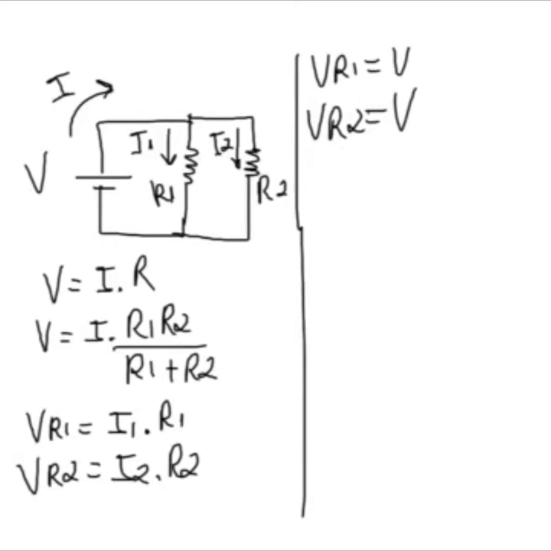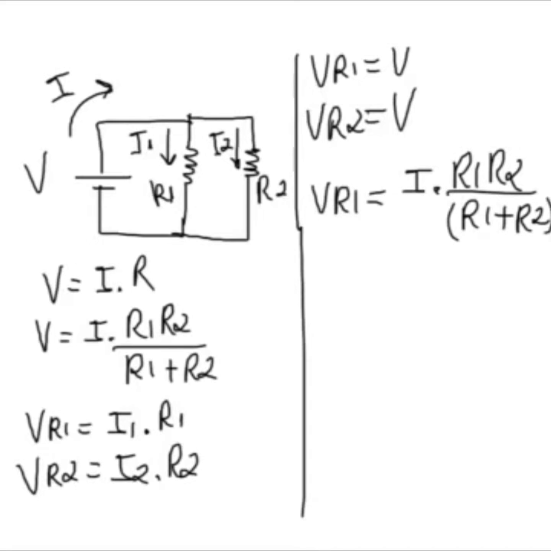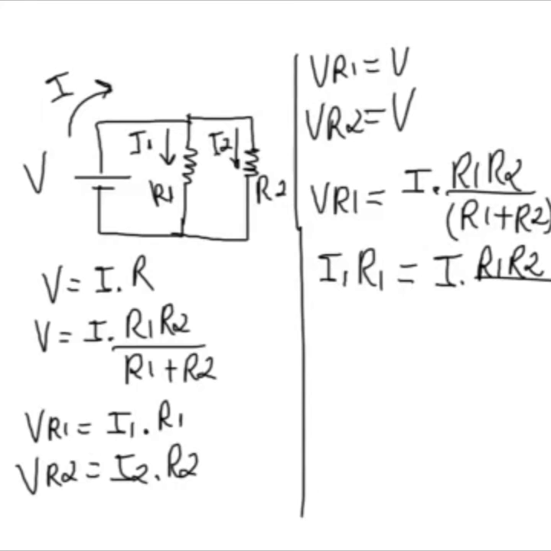So we could rewrite the equations for VR1 and VR2 as follows. VR1 is equal to I times R1 times R2 over R1 plus R2. And because VR1 is equal to I1 times R1, we can rewrite as follows. We can also isolate the I1 and we can eliminate R1 out of the equations.